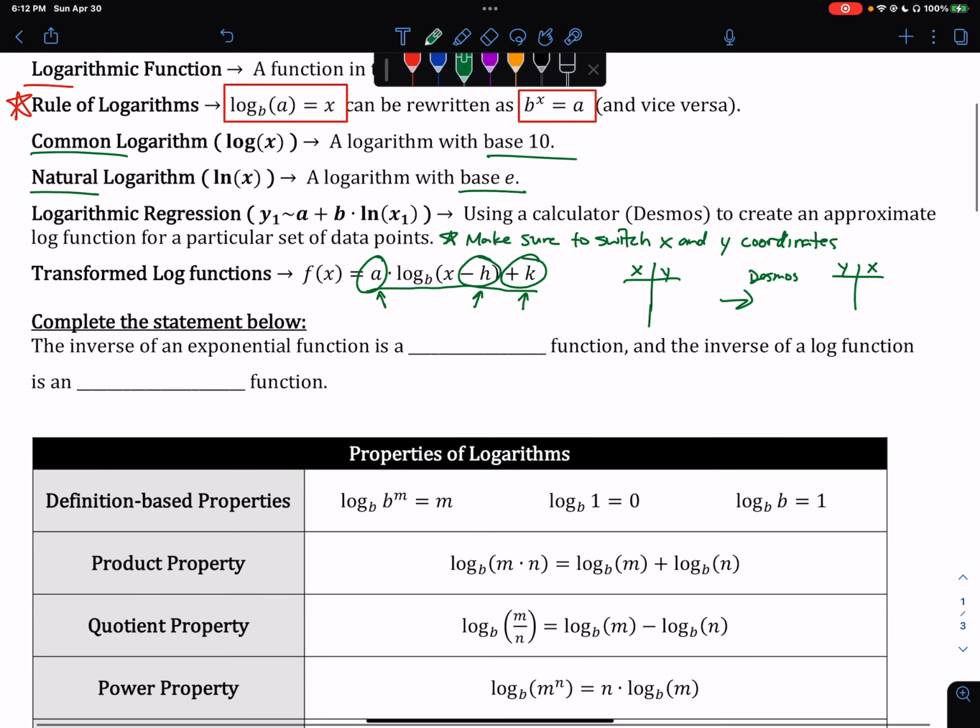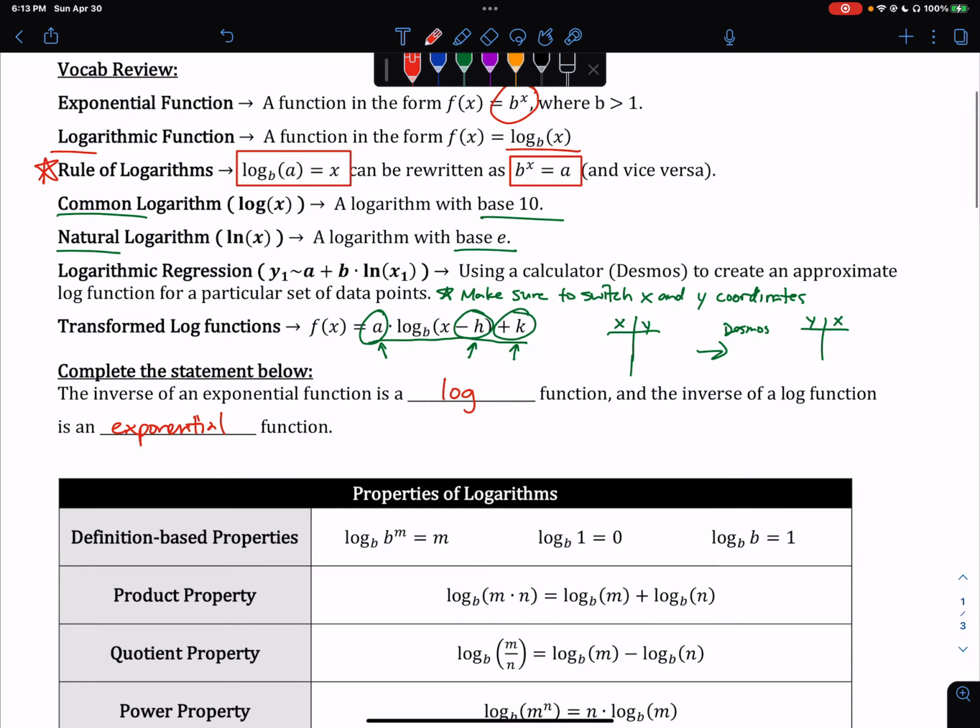The statement below, again, we've seen this before, we should know this by now. The big relationship is that the inverse of an exponential function is a log function, and the inverse of a log function is an exponential function. So they are inverses of each other. They undo each other, just like adding and subtracting go together, multiplying and dividing go together. Logs and exponentials go together.